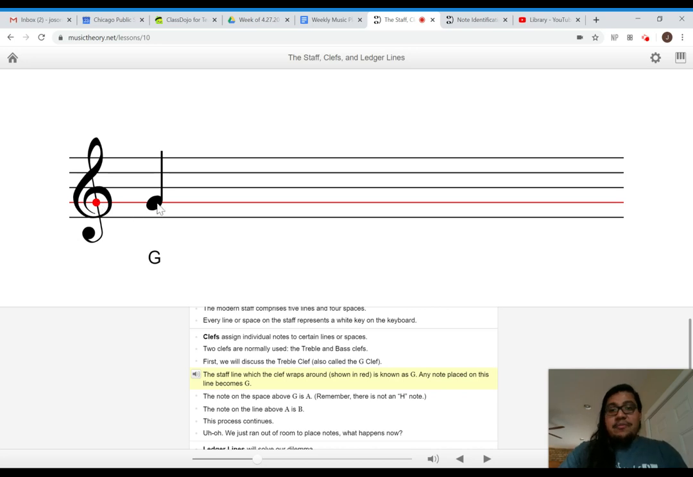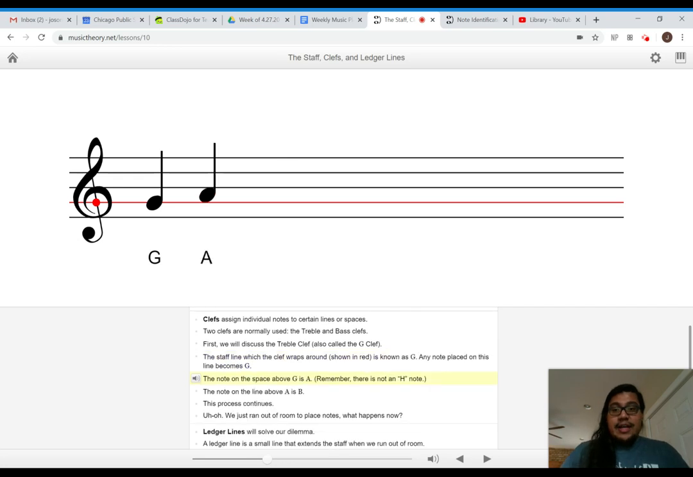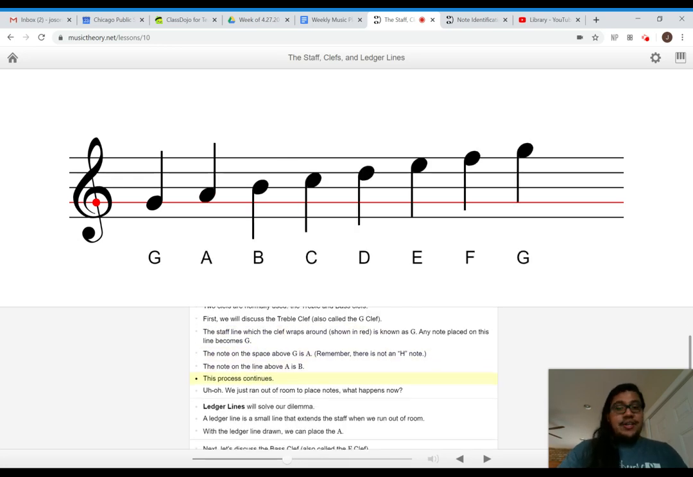From that, we know the next space is going to be A, then B, C, D, E, F, and so on and so forth. So, A, B, C, D, E, F, G. Oh, there we go. It goes in musical alphabetical order, starting with our A and ending at G. And then after G, we go back to A. So that's the line space relationship. Now with the treble staff, it's kind of nice because there are different ways to remember our lines and spaces.